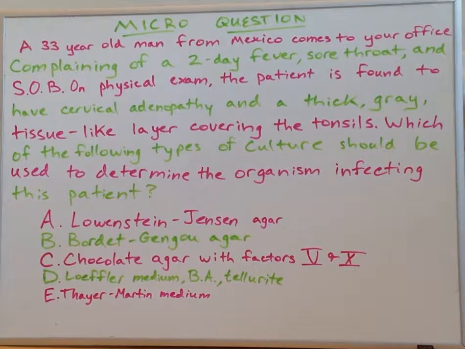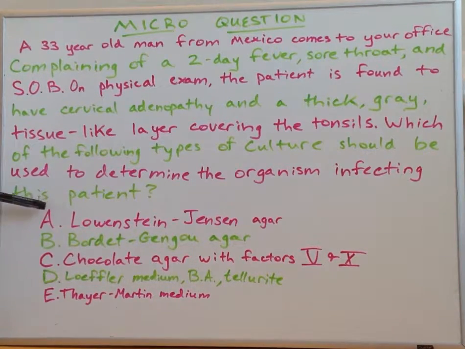Today we'll be looking at another question in microbiology. A 33-year-old man from Mexico comes to your office complaining of a 2-day fever, sore throat, and shortness of breath. On physical exam, the patient is found to have a cervical adenopathy and a thick, gray, tissue-like layer covering the tonsils. Which of the following types of culture should be used to determine the organism infecting this patient?